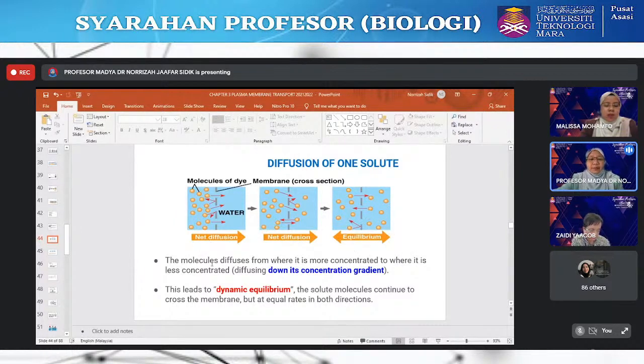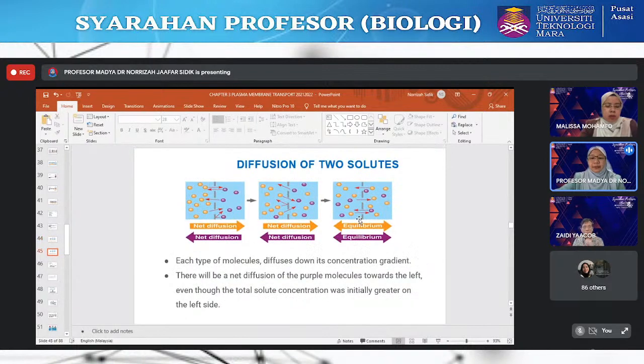So the molecules diffuse from more concentrated to less concentrated, meaning they diffuse down their concentration gradient. From concentrated to less concentrated, and this leads to dynamic equilibrium. The solute molecules continue to cross the membrane but at equal rates in both directions.